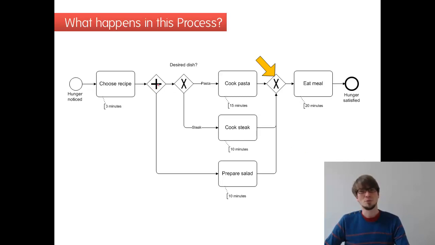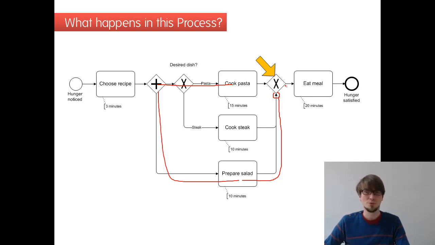So we make the same example. We cook the pasta and we prepare the salad. Now we're done with the salad. What happens? As this is not a parallel gateway, it's an XOR gateway. It's an exclusive gateway. It means if we have a token there, we move on. Then we start eating the meal for 20 minutes. So after 5 more minutes, the cooked pasta is ready. It arrives here. And we don't care how many tokens we have. If this one arrives here, it moves on. So that basically means we start the eat meal activity twice.